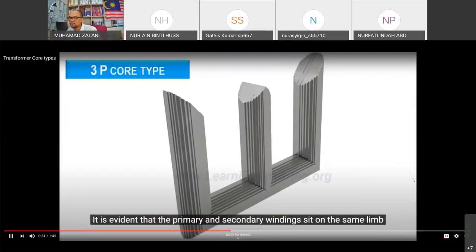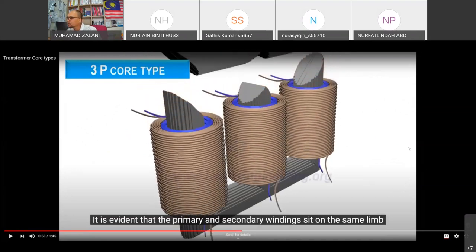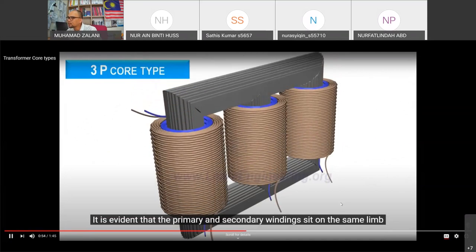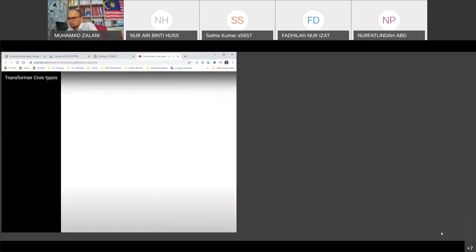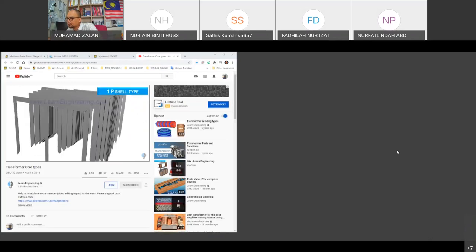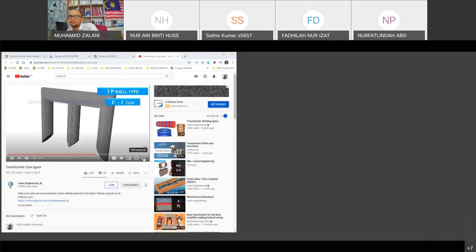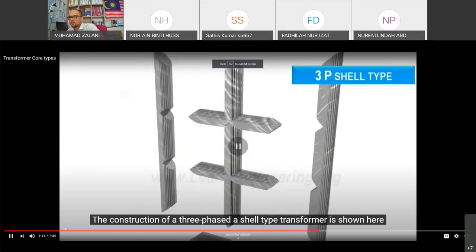Is it clear now? That the primary and secondary windings can anyone respond? Fadila, on the same limb. Is it clear? Clear, Doctor. In a shell-type transformer, the core surrounds the winding. Clear? Is it clear? Yes, Doctor, clear. Okay, let me play it again. All right.